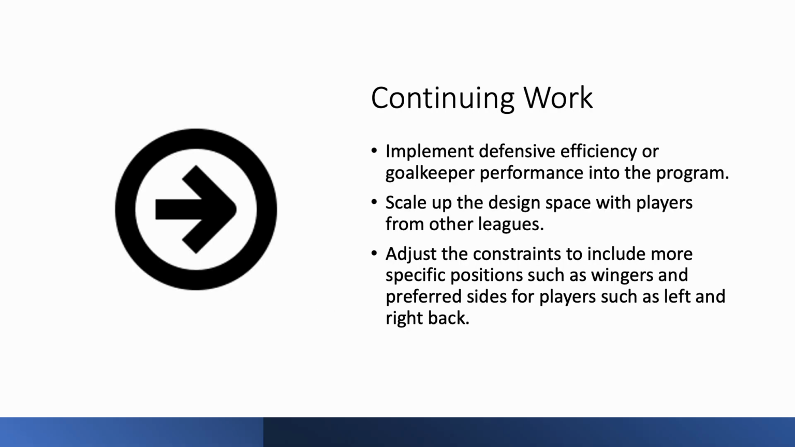And finally, plans for continued work. To improve the model, I would implement some measurement of defensive efficiency or goalkeeper performance into the program to better ensure success of the team, as a good offense isn't a guaranteed win. I would also scale up the design space with players from other leagues and adjust the constraints to include more specific positions, such as wingers and preferred sides for players, such as left back and right back.